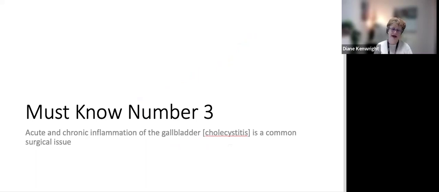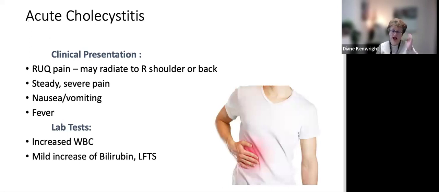So must know number 3 is acute and chronic inflammation of the gallbladder is a common surgical issue. These are the clinical features of acute cholecystitis, the classic right upper quadrant pain, which can radiate to the shoulder or back. It's a steady, severe pain in acute cholecystitis, not the coming and going of colic, often associated with nausea and vomiting and fever. It causes a white cell response. There's a mild increase in bilirubin and liver function tests, but the common bile duct isn't blocked, so you don't get a very large increase.